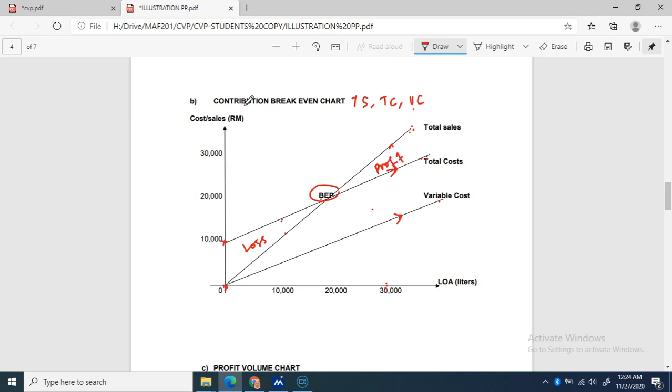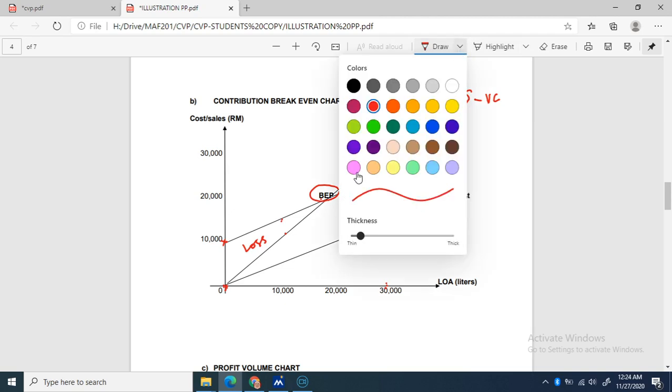But under the contribution break-even chart, we want to show the area of contribution. Total cost minus total variable cost is the fixed cost. That's why they are parallel, because the fixed cost does not change; it is the same amount. Now how to get the contribution? Contribution is sales minus variable cost. So it is between the total sales line and the variable cost line. The area of contribution is this one.